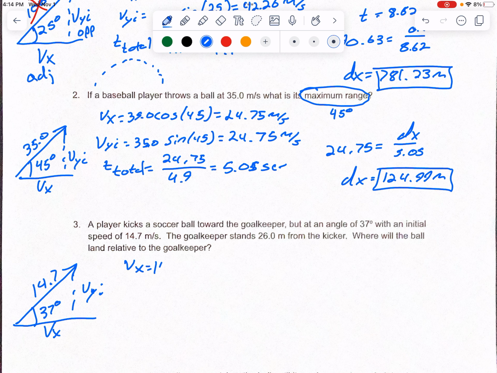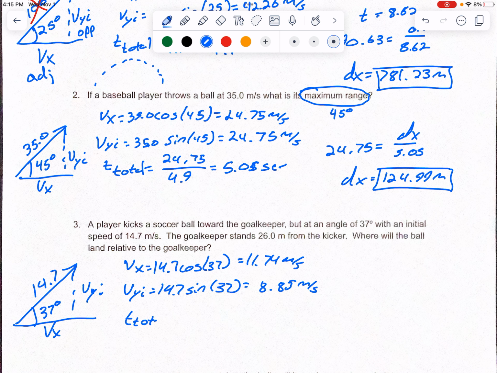So Vx equals 14.7 times cosine of 37. And that's going to give you 11.74 meters per second. Vyi is 14.7 times sine of 37. And that's going to give you 8.85 meters per second. Okay, and T total. Take that Vyi, so 8.85 divided by 4.9. Okay, and you're going to get 1.81 seconds.